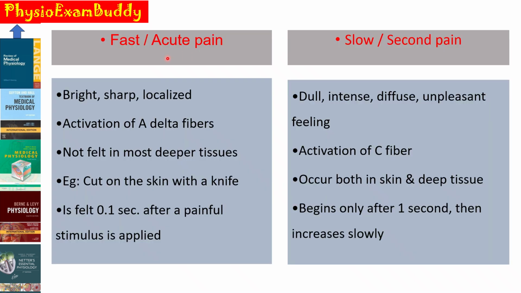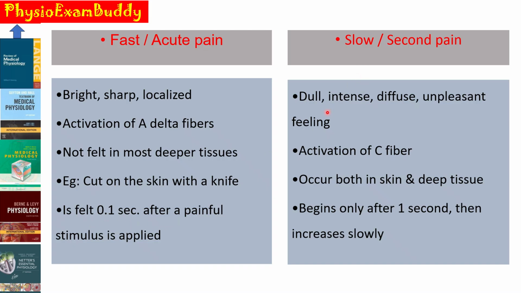What are some of the differences between the fast pain as well as slow pain? Fast pain is actually bright, sharp as well as localized, and it causes the activation of A delta fibers or the nociceptors. And this is not felt in the deeper tissues. For example, pain from a cut on the skin with a knife. That is a classical example for the fast or acute pain. And this is felt within 0.1 second after a painful stimulus is applied.